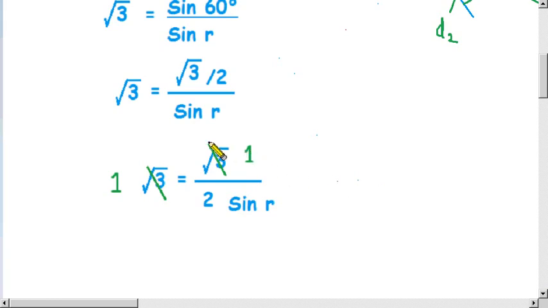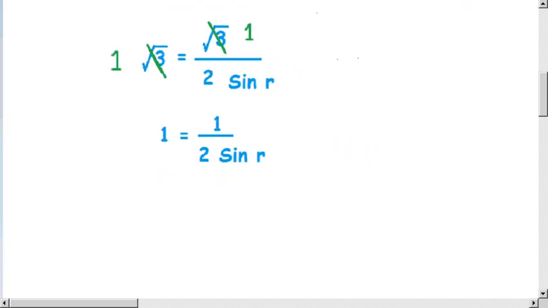Now we can cancel this root 3. What we do is we divide by root 3 both sides like this. Then root 3 times 1 times, so here also 1 times 2, root 3. So therefore we get 1 here, not 0. At the left side we get a 1. So now let us write what is remaining. So now we have 1 equals 1 over 2 times sin r.